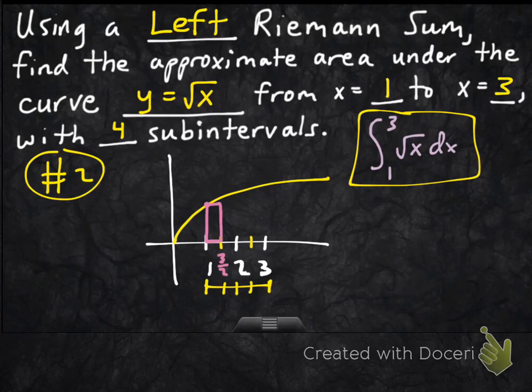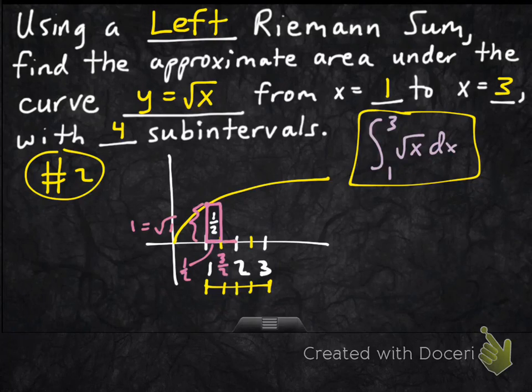Okay, so let's find the area of this one first. The width of this subinterval is 1/2, but the height of the subinterval would be f of 1, and f of 1 would be the square root of 1. So we have 1. So the height is 1, the width is 1/2, and so the entire area of that little rectangle is 1 over 2. Okay. Now we need to draw our second rectangle.